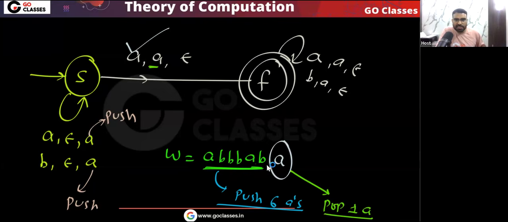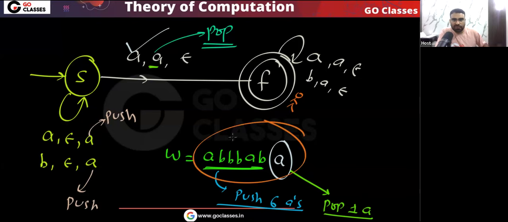So now how many A's are there in the stack? Because this will be popped. Yes or no? You are popping one A. So now there are 5 A's in the stack. But now you are in the final state. Now I am here, so this string will be accepted. Do you agree? I hope you understood.